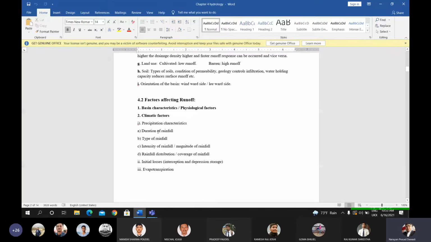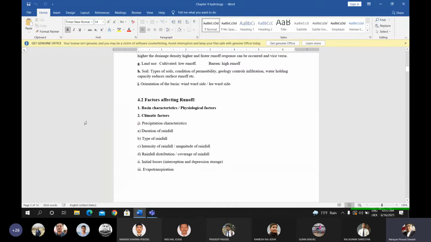If the precipitation characteristic is the duration of the rainfall, if rainfall occurs for a longer duration, then the chance of having surface runoff will be high, because the already dry soil will be fully saturated, and the saturated soil does not absorb much water, so infiltration loss will be reduced, and hence the water will flow from the top of the soil towards the stream. So the surface runoff will increase due to the duration of the flow.